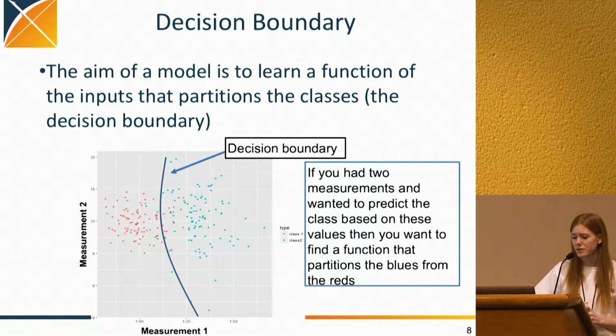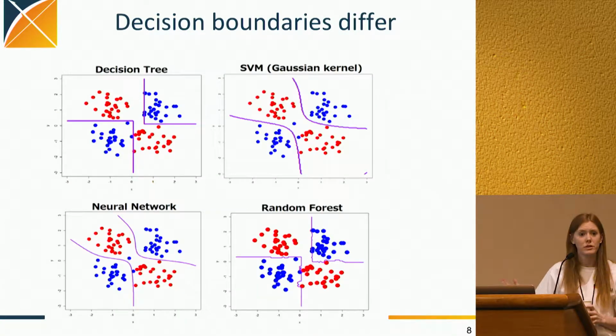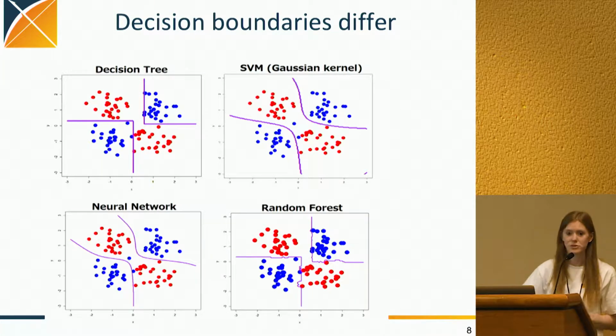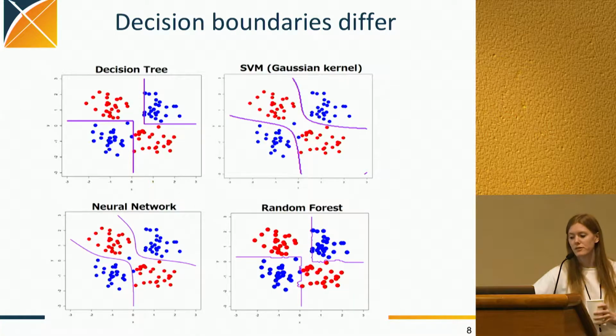And the decision boundary is going to differ between all the different classifiers you're using. So decision tree can only go up and down. So you can see here, you've got some straight lines for your decision boundary. You've got different ways of doing it for SVM and neural network, and random forest is more fuzzy because you're combining all those decision trees together.